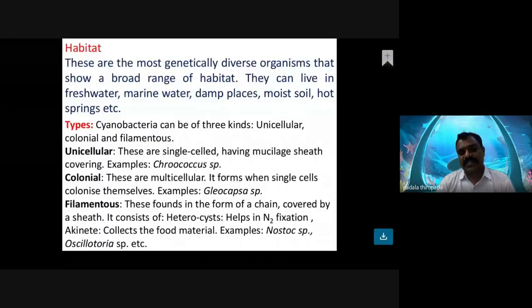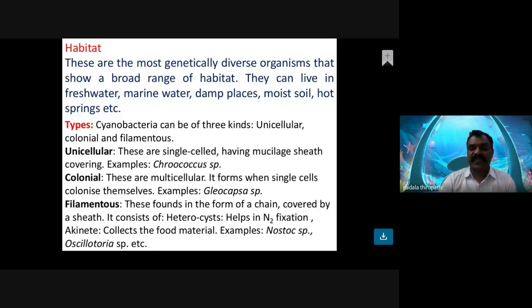Then the akinete. The akinete is also an important part of the trichome or filament. This akinete is responsible for reproduction, and it is also responsible for the storage of food material. The best examples of the filamentous forms are Nostoc and Oscillatoria.